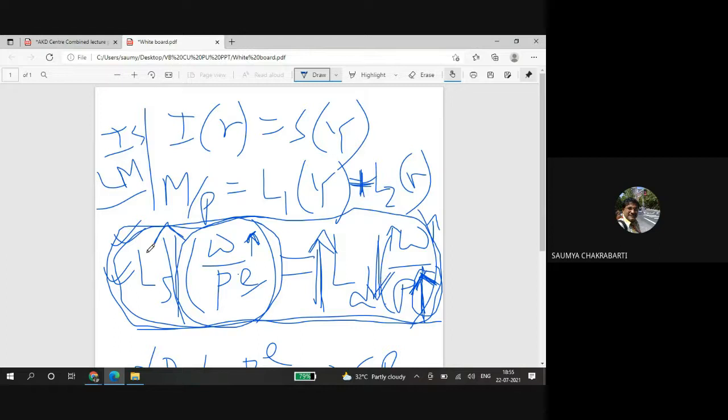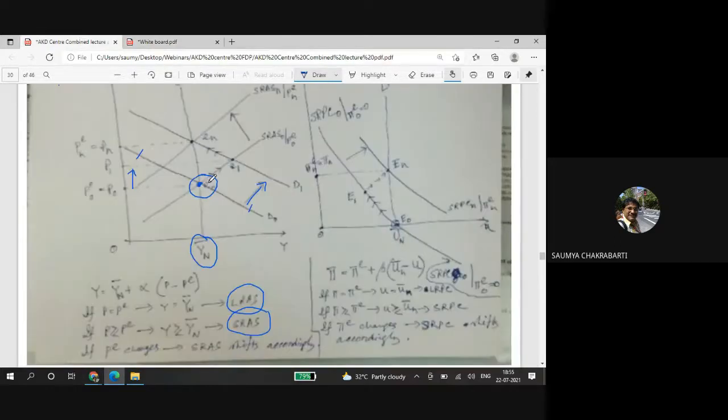And as labor supply is rising, labor demand is rising, employment is rising, output is rising, and we are moving from E0 to E1, so that we have a rising output. If there is any question, please ask.